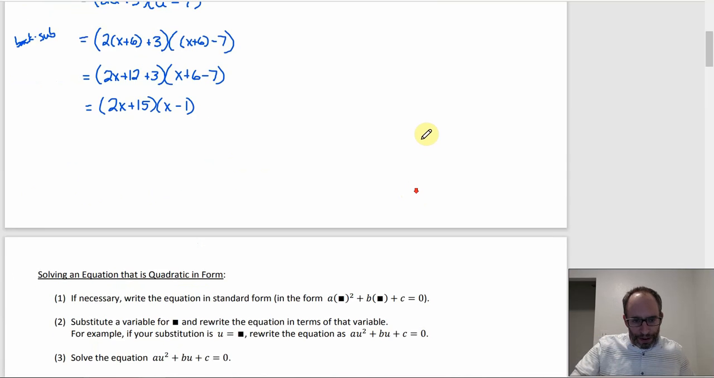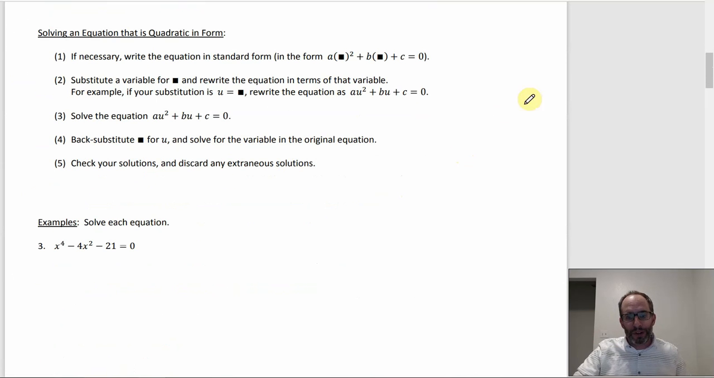All right, so let's see. We're going to solve an equation that's quadratic in form. And you can see all those squares in there. So you go, yeah, okay, it looks like the same thing. And it's a similar concept, right?